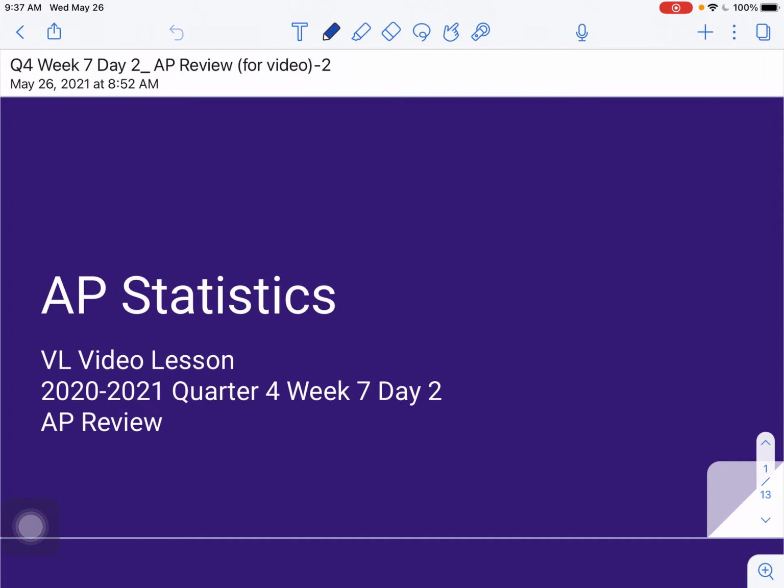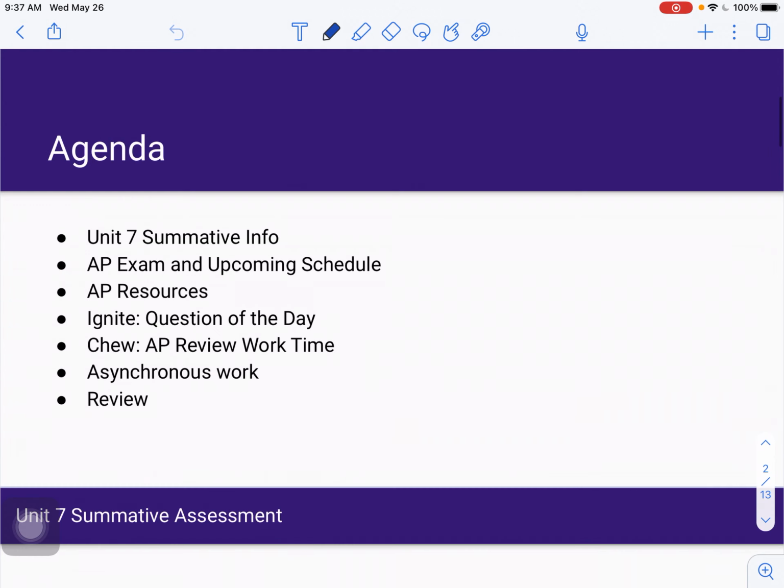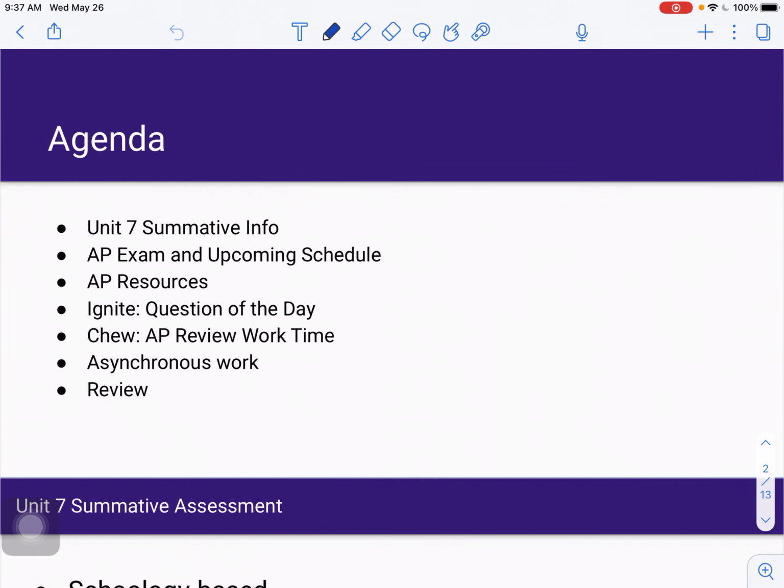We're going to keep going with our AP review. A couple things I'm going to hit on today. A few announcement kind of things. I'm going to talk about the Unit 7 summative, a little bit more about the AP exam, the upcoming schedule. Hit some AP resources. We have a question of the day. And then I'm going to give my in-person students more work time on the AP review. So I'll probably cut the video short a little bit and give you some time to work on your review.